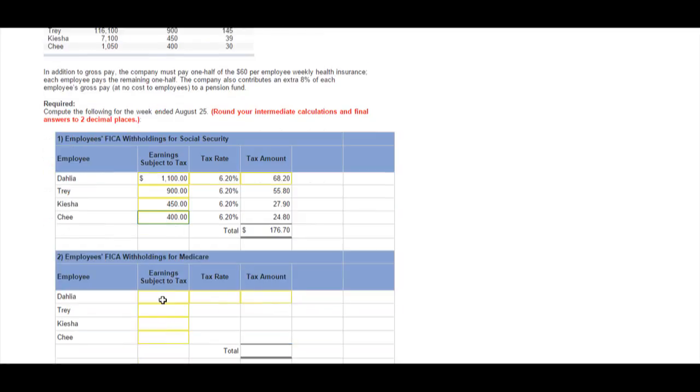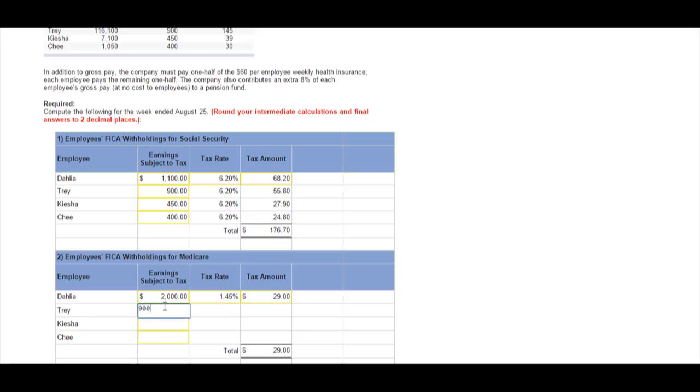For the next part, Medicare is 1.45% forever, no matter how much you make. Each of the employees is subject to that tax. Plug in their pay, multiply by 0.0145, and for Dahlia you get $29.